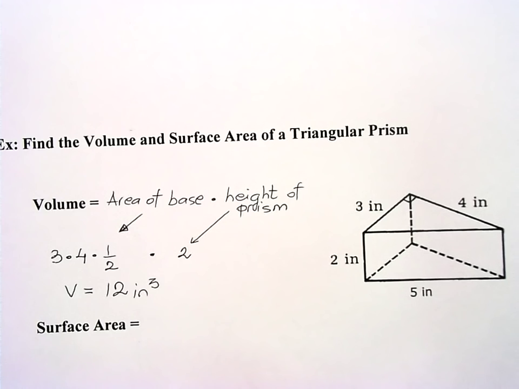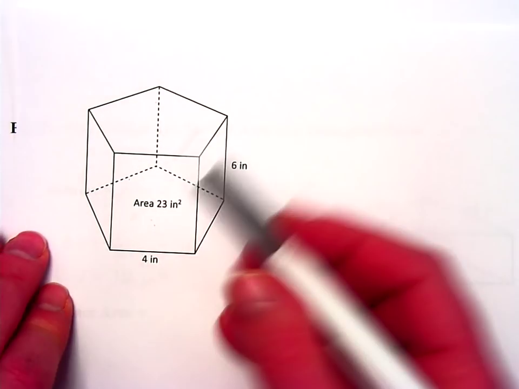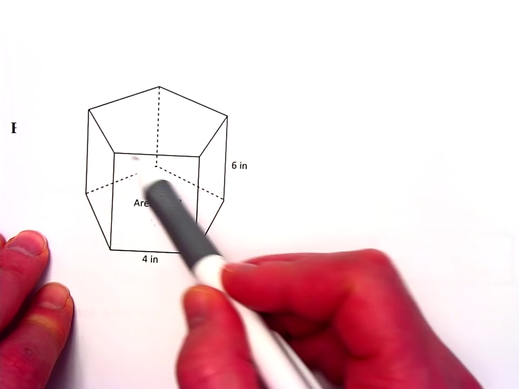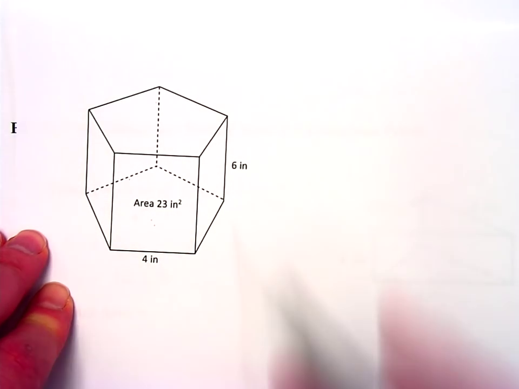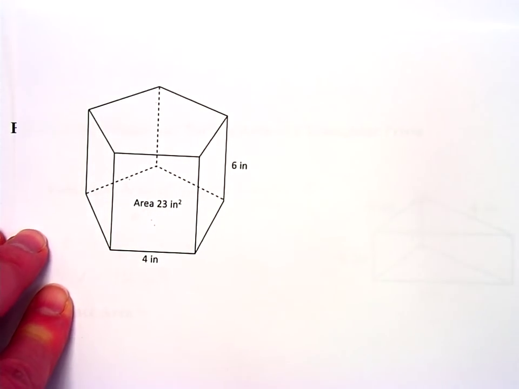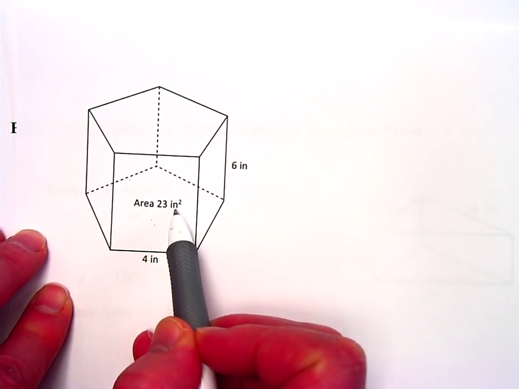Now, what happens when you have some other types of prisms? Let's look at this example. If you notice, the top side is a pentagon, the bottom one is a pentagon. They are parallel to each other, equal to each other. They are my bases. Now, we do not know how to find the area of a pentagon, nor are we going to learn it. If you are given to find the volume of a pentagonal prism or hexagonal prism, you will actually be given the area of the base. And notice here we are given the area of this base is 23 inches squared.